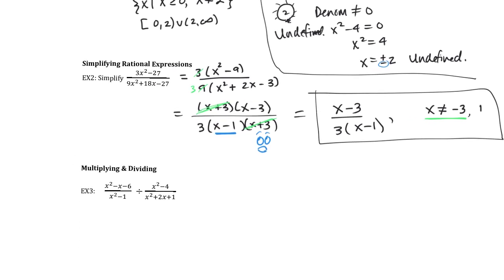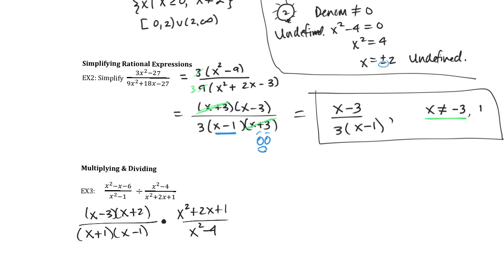Okay, moving on, we're going to do a little division. If I have a fraction divided by a fraction, I can copy the first one and factor it: x minus 3 and x plus 2. And x squared minus 1 factors to x plus 1, x minus 1. Then I change to multiply times the reciprocal of the second fraction.